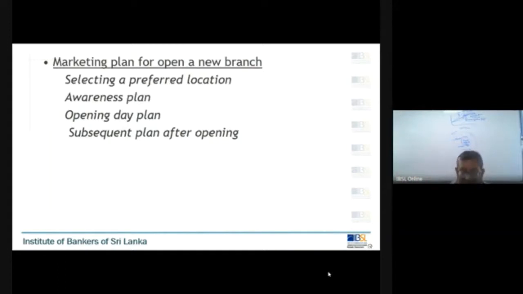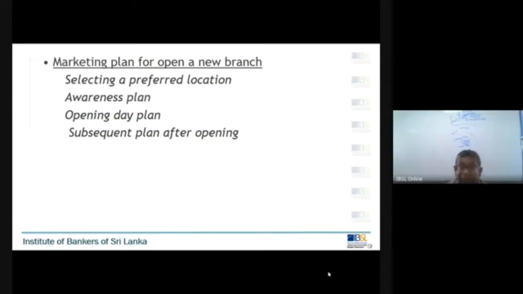We need to send it in advance, even for our 2022 plan: these are the areas where we are going to open branches. We need to get approval from the Central Bank Monetary Board. Remember, otherwise you cannot open branches.